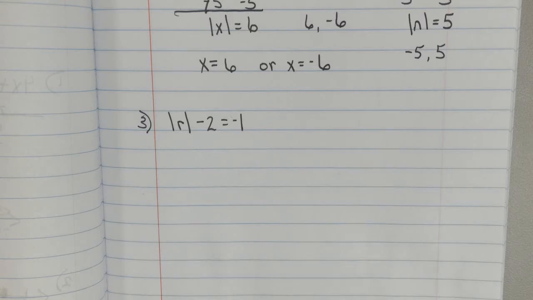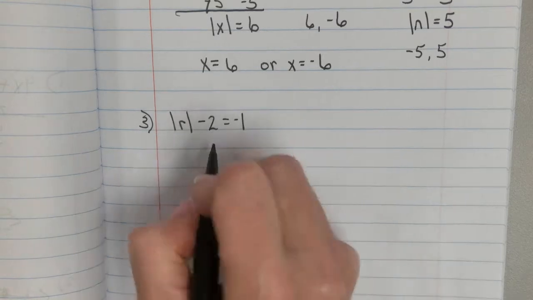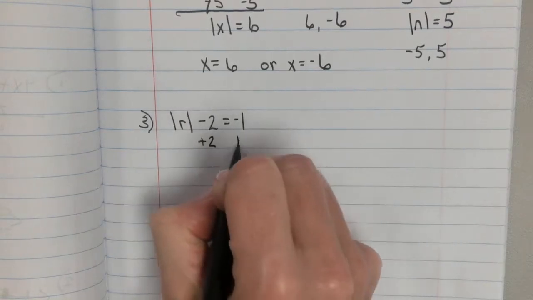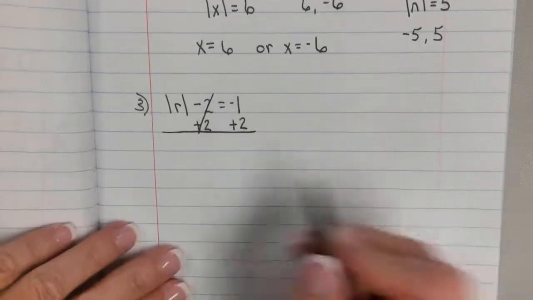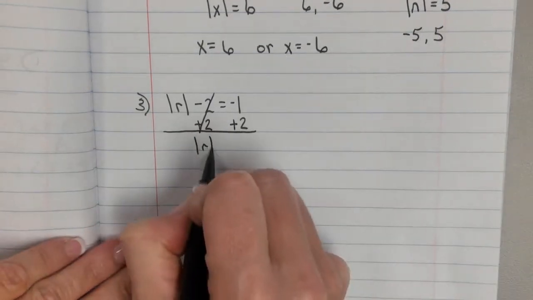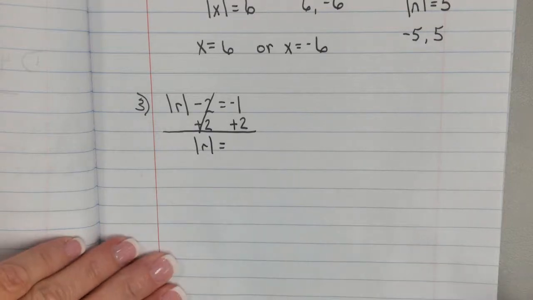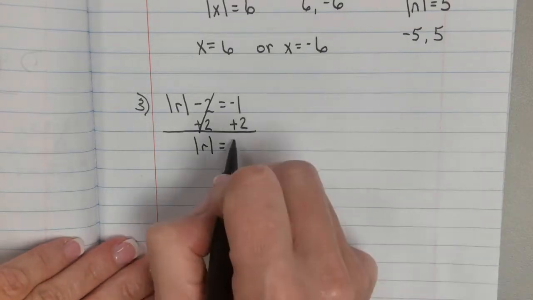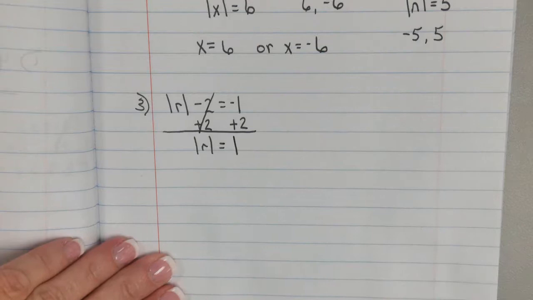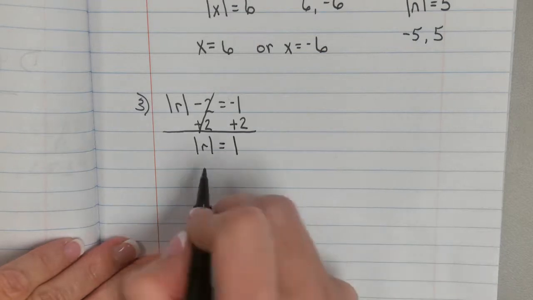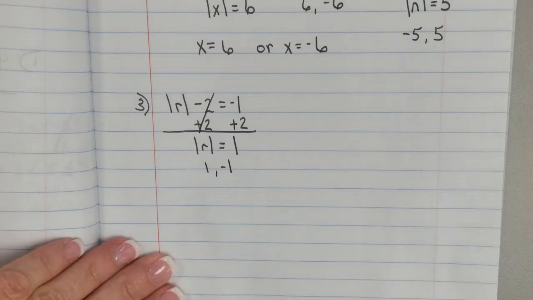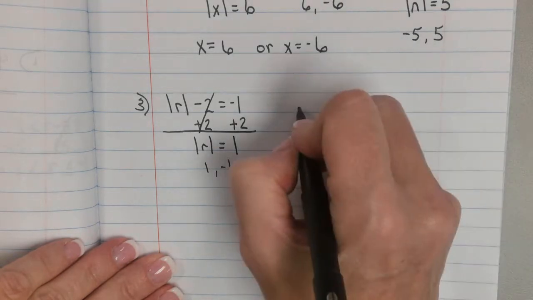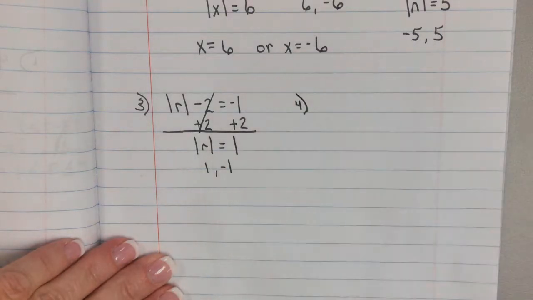All right, Eli, what did you do with this one? All right, added 2 to both sides. So we have the absolute value of r equals what? 1. All right, so then what's my two answers? Yes, 1 and negative 1. How many got 1 and negative 1? Okay, good, good. All right, let me give you one more to try.